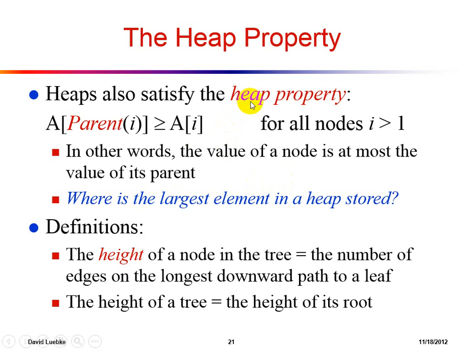This is the important property, the heapify property. The element at the parent of i is greater than or equal to all its children. What that means is the parent is always bigger than the left child and the right child. The largest element is at the top of the heap. These are the two most important things.